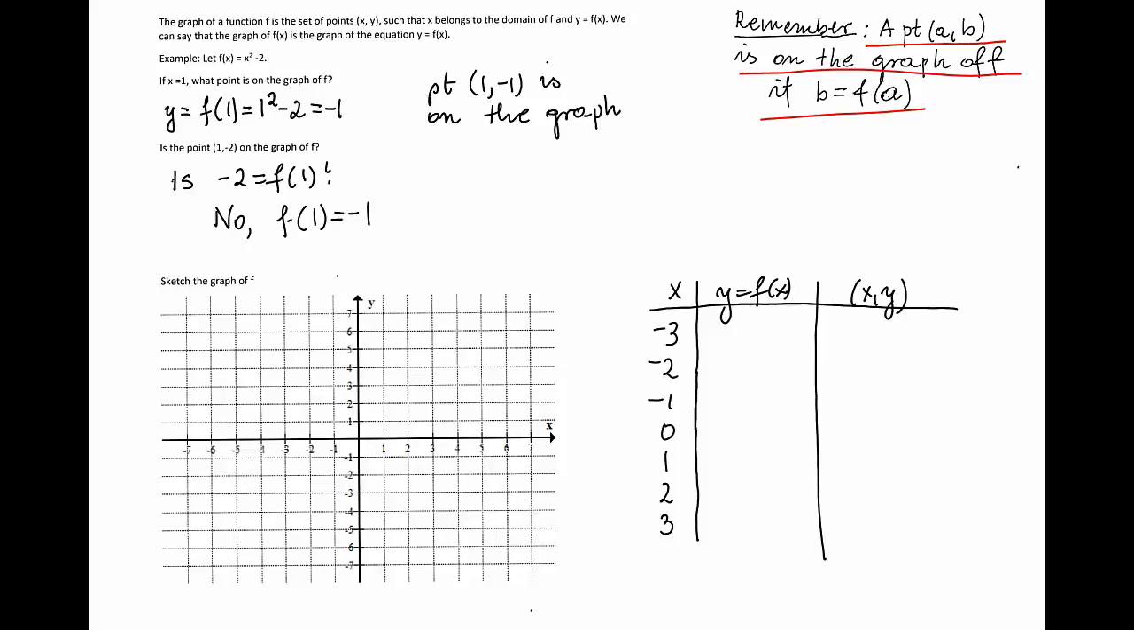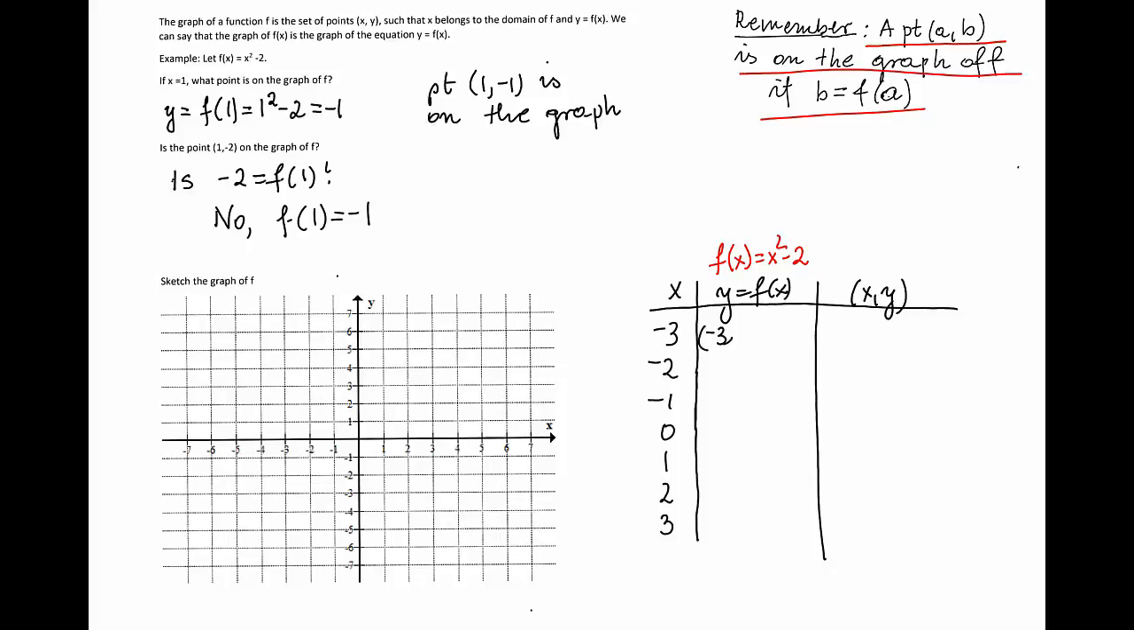So let's choose the points in the neighborhood of the origin, and we'll use the integers as the values of x because these are the easiest to compute the values of y for, as well as to plot in the coordinate system. So if x are the values negative 3, negative 2, negative 1, 0, 1, 2, 3, and we know that the function f of x here is x squared minus 2, to compute the values of the corresponding y's, I need to square the input, square the x, and subtract 2.